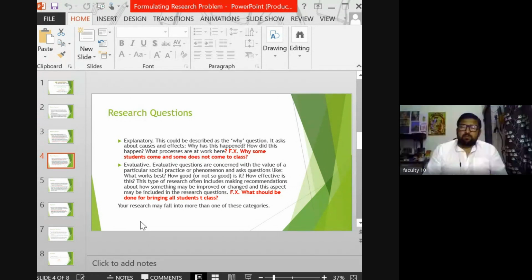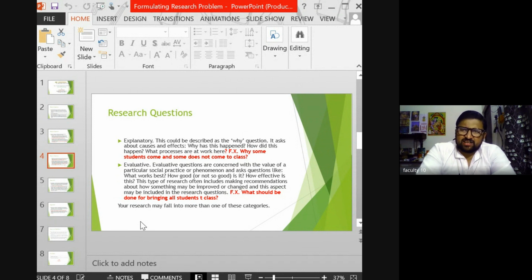Maybe if you are having six research questions, two may belong to exploratory, two may belong to descriptive, one may become explanatory, and another one will become evaluative. So what is an ideal research question? An ideal research question must hold these four types of research question.